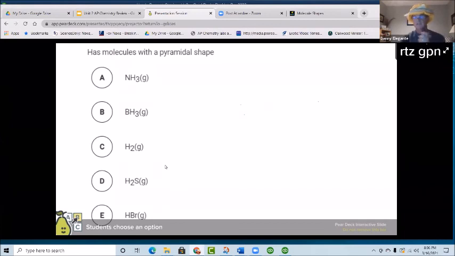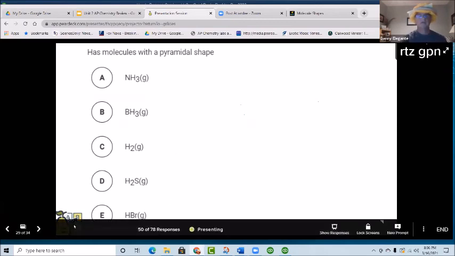D is going to look just like water. So if you drew out the Lewis structure for D, H2S, it's going to have 2 lone pairs and 2 bonds to hydrogen, and that would be bent or angular. BH3, when you draw that molecule out, it's going to have 3 single bonds and no lone pairs, and that one's going to actually be trigonal planar. So the only one that's pyramidal at all is A.